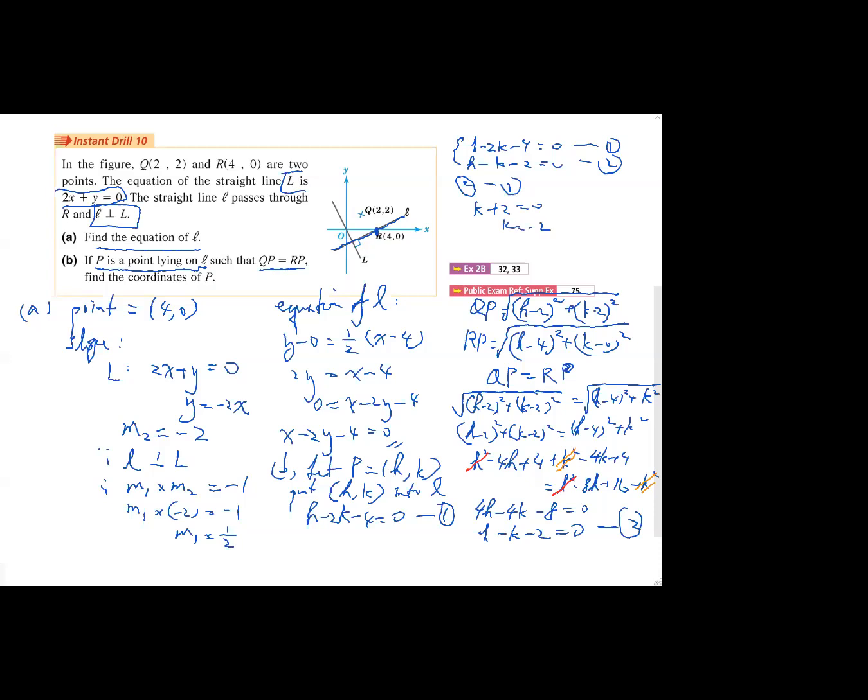Okay? And then we just put k equals negative 2 into either one of the equations. Equation 2. So we have h minus negative 2 minus 2 equals 0. And we'll find that h is equal to 0. Okay? Therefore, the coordinates of P will be just (0, negative 2). That is the answer.